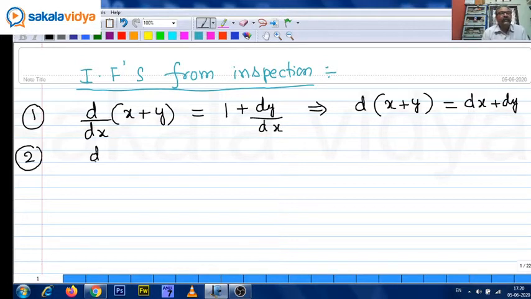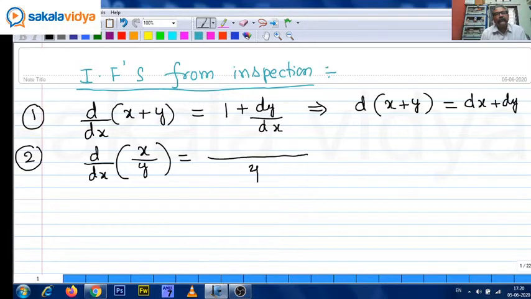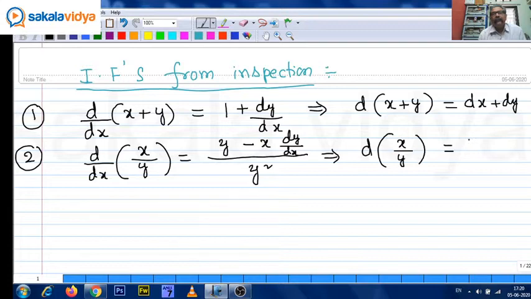Next, second one. Now d by dx of x by y, find out. What do you get now? By the u by v method, y squared in the denominator, y into x differentiation 1 minus x into dy by dx. Now multiply dx on both sides. d of x by y equals y dx minus x dy upon y square. Wherever y dx minus x dy by y square is there, you can replace it with d of x by y. If you integrate, you get x by y only.